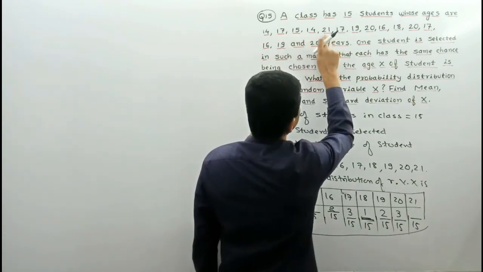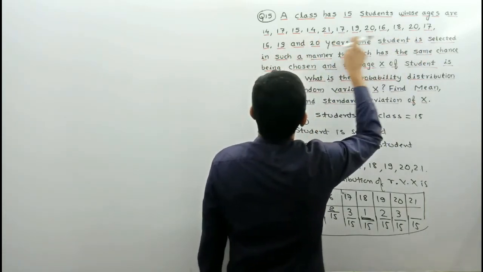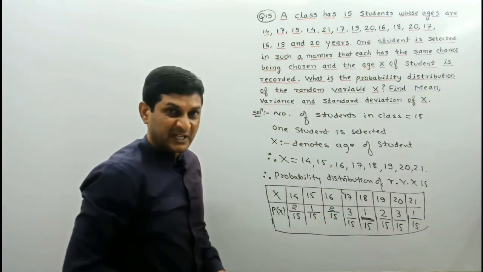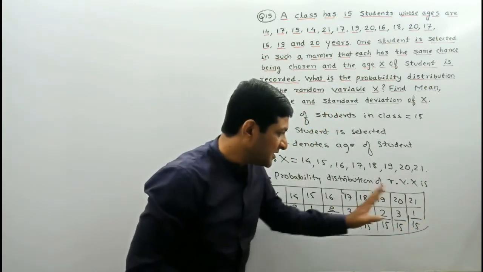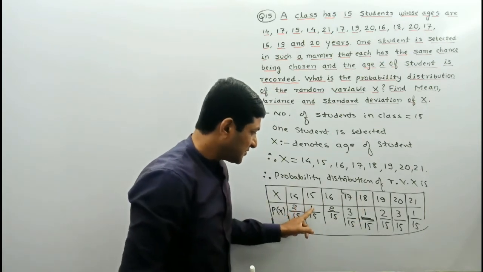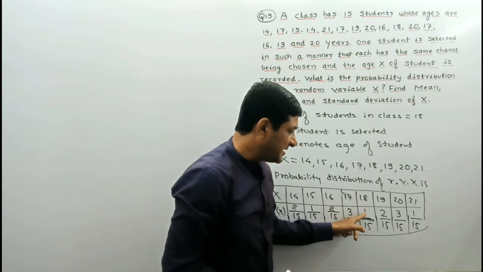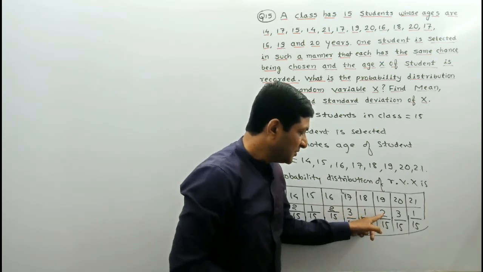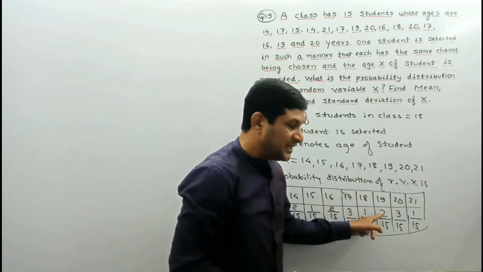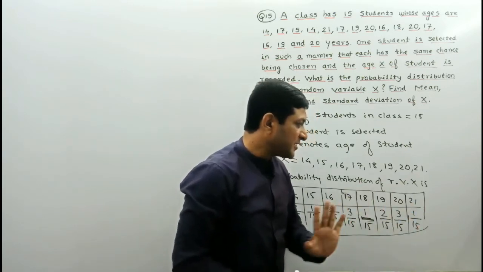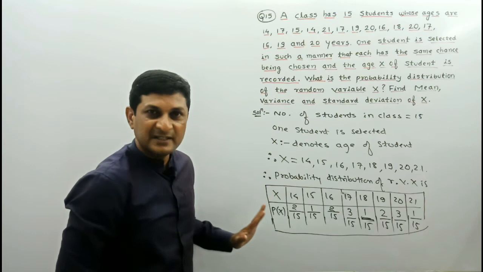21 years के कितने स्टूडेंट है? एक, सिर्फ एक ही स्टूडेंट है. टोटल कितने स्टूडेंट थे? 15. Let us check whether the addition of numerators is 15 or not. 2 + 1 is 3, 3 + 2 is 5, 5 + 3 is 8, 8 + 1 is 9, 9 + 2 is 11, 11 + 3 is 14, 14 + 1 is 15. So our answer is correct here.